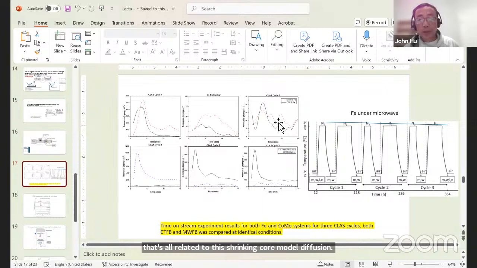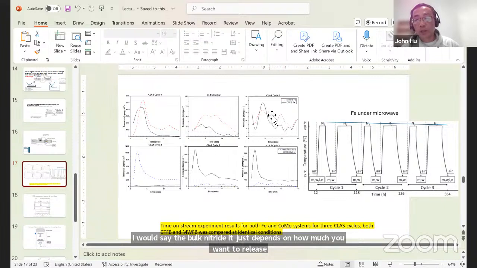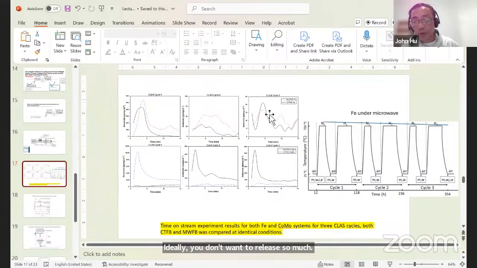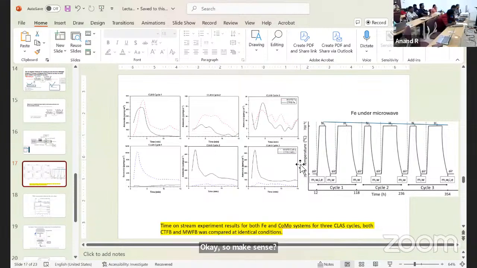And then they can become more difficult. In the third cycle, it shows up as if the peak disappeared, and then another peak appears. That means you keep on releasing the bulk nitride. It just depends on how much you want to release. Ideally, you don't want to release so much. You just want to release probably one peak and have the cycle start over again. Okay, make sense? Yes, sir. Very good question.